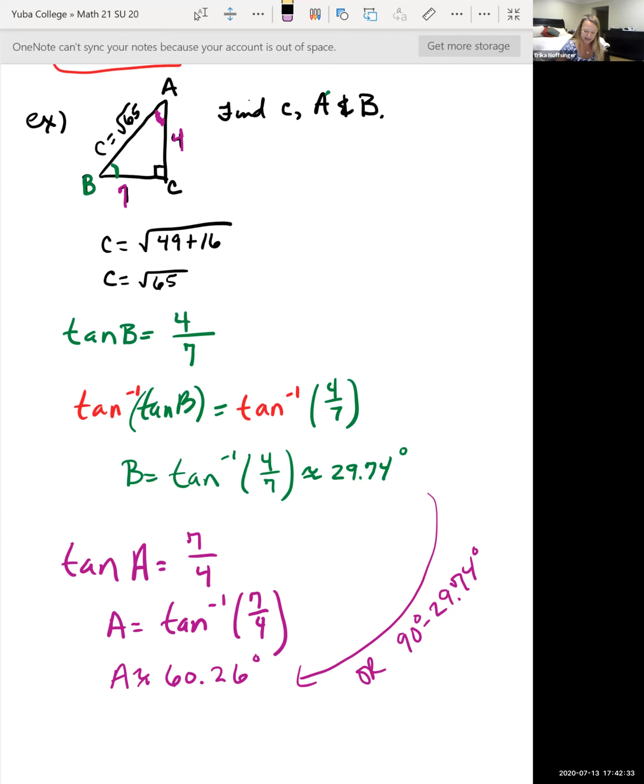So if you had done 90 minus this 29.74, you would also get 60.26 degrees. But I just wanted to show a different way of doing it with a tan inverse.